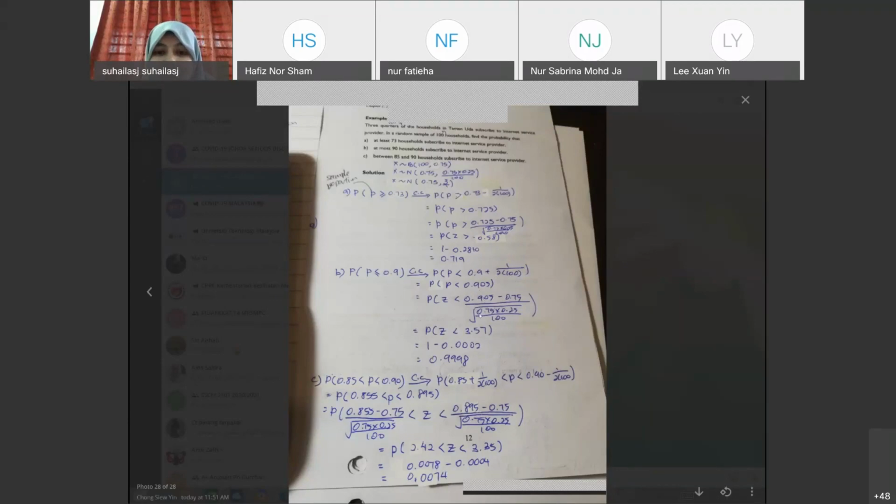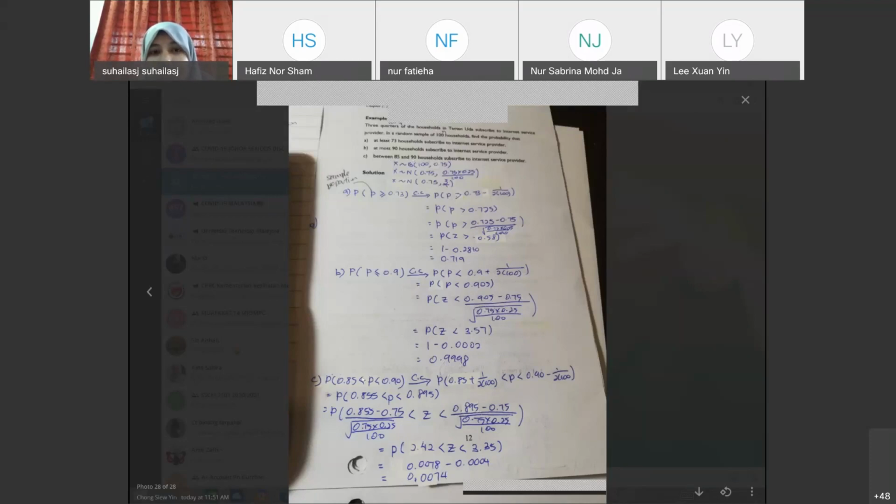Then you standardize, change to Z. So 0.905 minus pi, divided by the square root of the variance. You get Z less than 3.57 or 3.58, depending on how you like your decimal points here. So the final answer should be 0.9998.